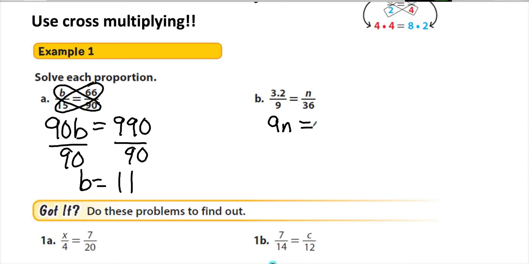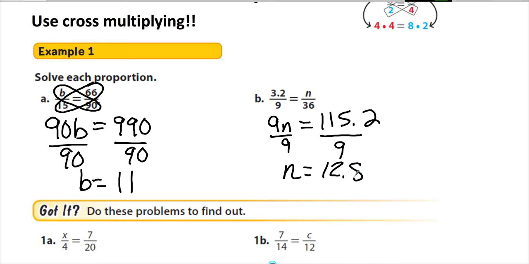And this is where your calculator comes in. So 3.2 times 36, that's 115.2. All right. We're going to divide by our coefficient, that's 9 this time. And then we're going to solve that. So what's 115.2 divided by 9? And that comes out to 12.8, and that's it. Okay? Go ahead and pause it.